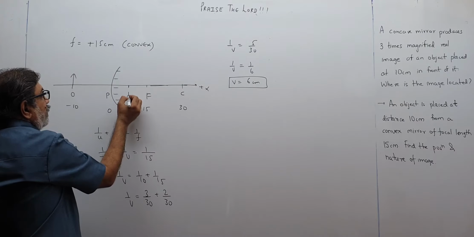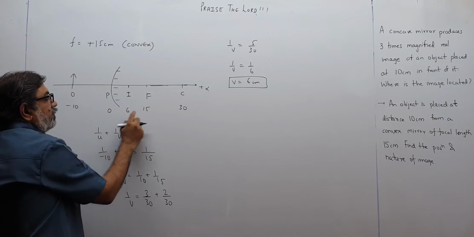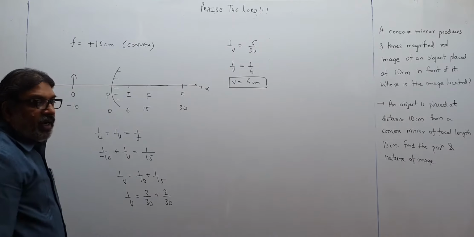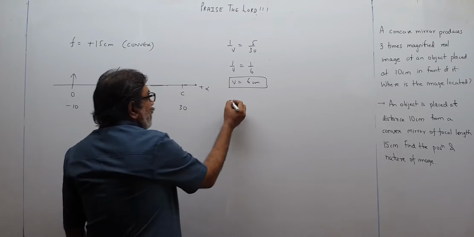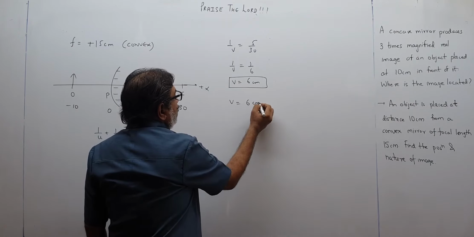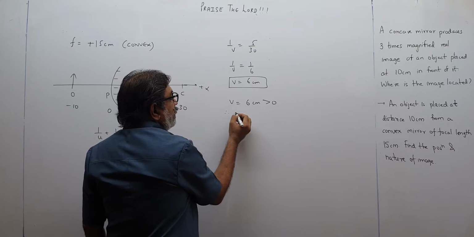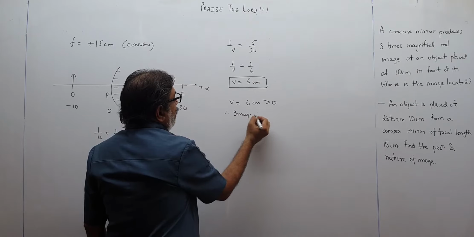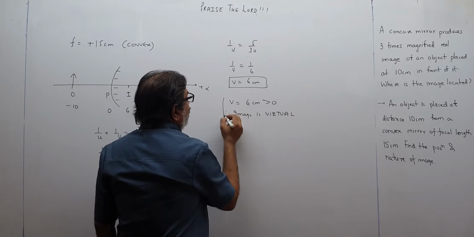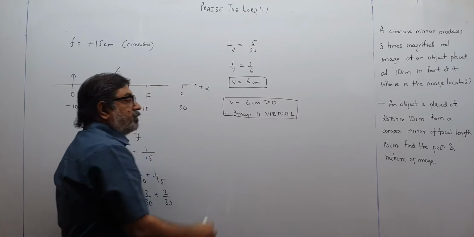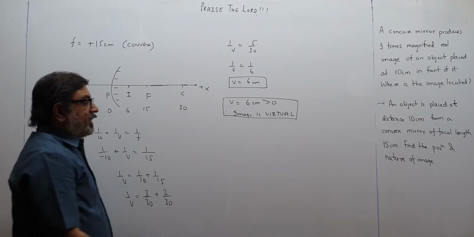So image is somewhere over here. At this 0, 6, 15, 30. As if on a number line, you mark the points. So children, image is 6 centimeter, which is positive. Therefore image is virtual. Whenever image distance is coming out to be positive, image has to be virtual.